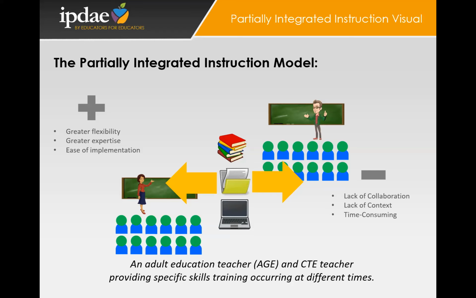There's also a lack of context. Even though basic skills and occupational training are linked with common themes, they're not taught concurrently in a single class. So as a result, students might not get the full benefit of contextualized instruction that can make learning more meaningful and effective. It is time consuming. The partial integration model can be more time consuming as students have to attend separate classes for basic skills and occupational training.